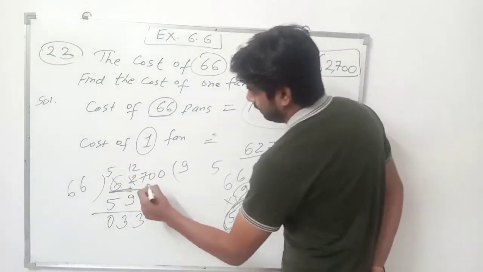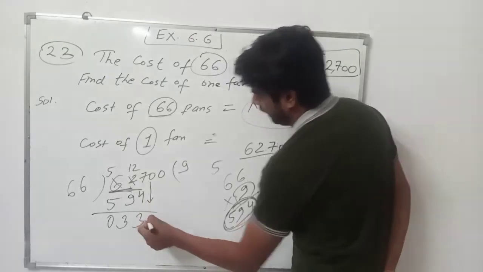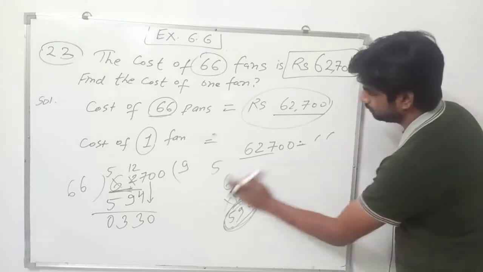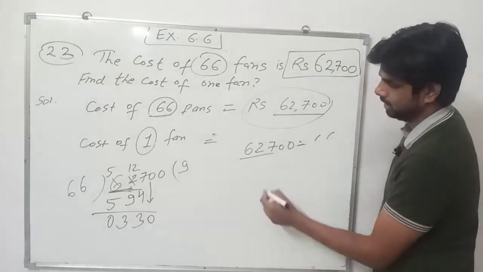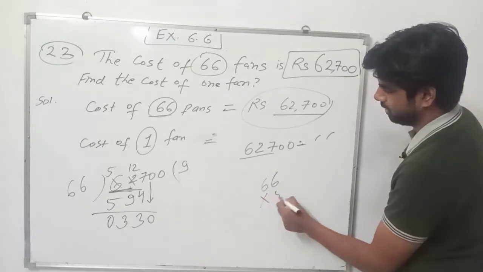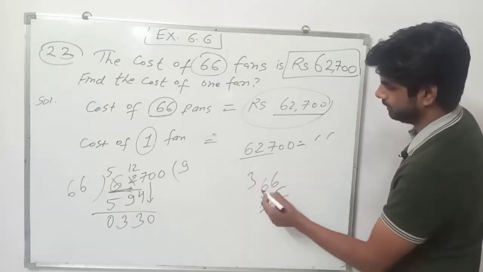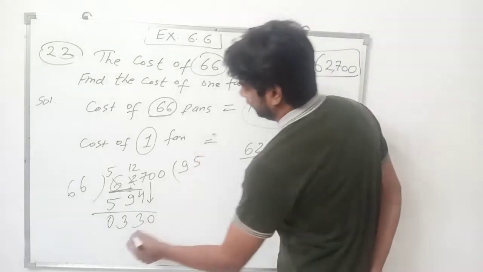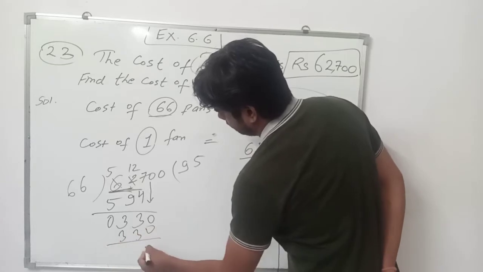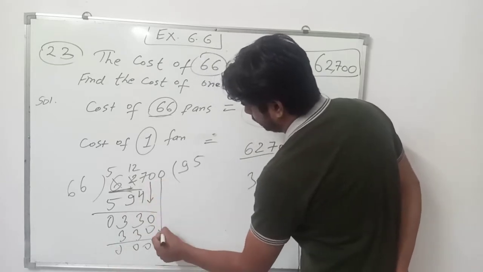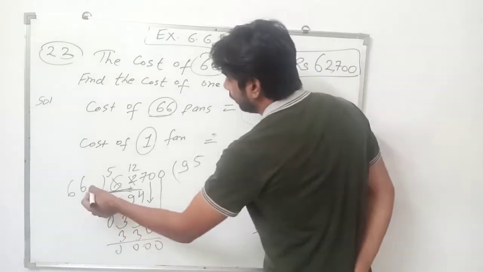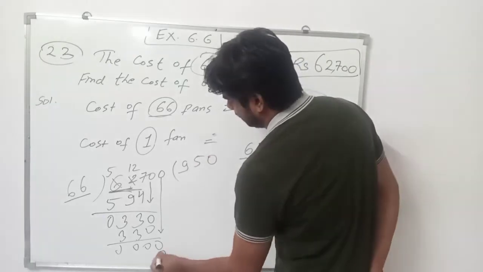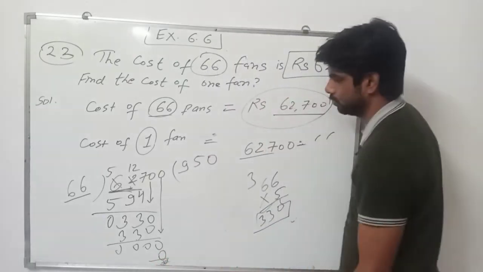Now what will we do? We will take down this 0. Now it becomes 330. In order to find this 330, let's multiply 66 by 5: 5 sixes are 30, carry 3, 33. If we multiply 66 by 5, we get 330, so the remainder is 0. Now we take down the last 0, and if we multiply 66 by 0, we get 0. So what is our quotient?